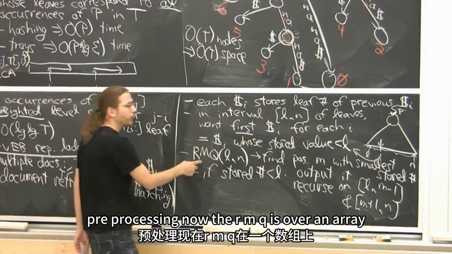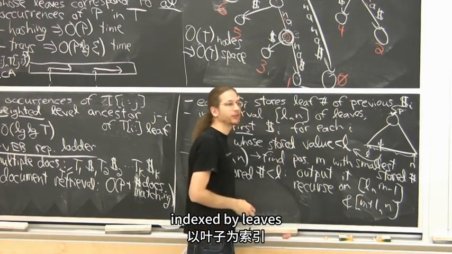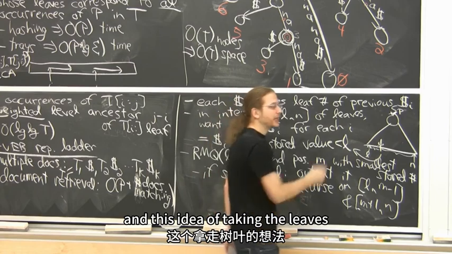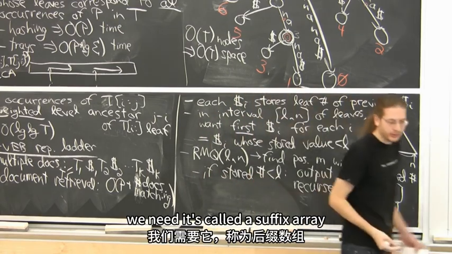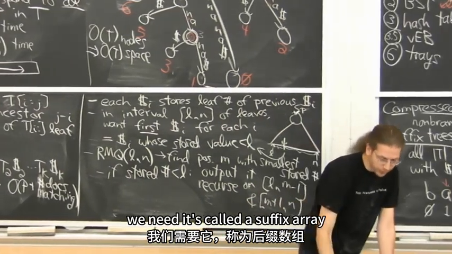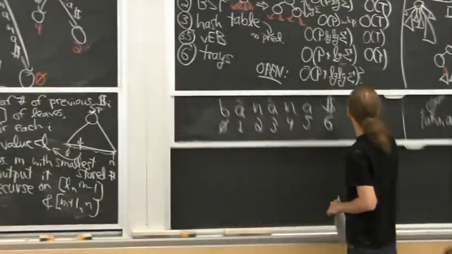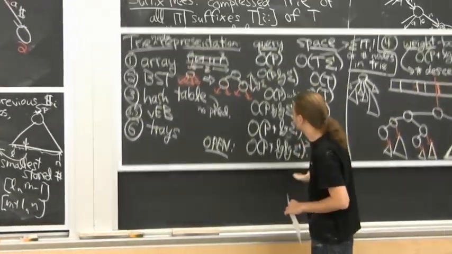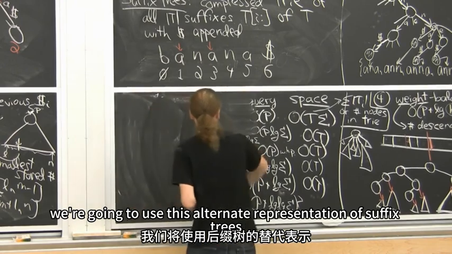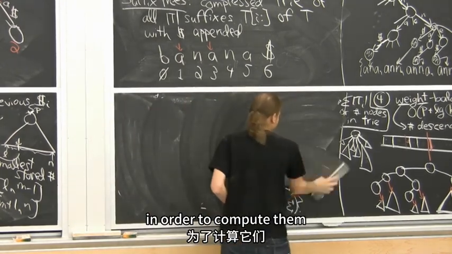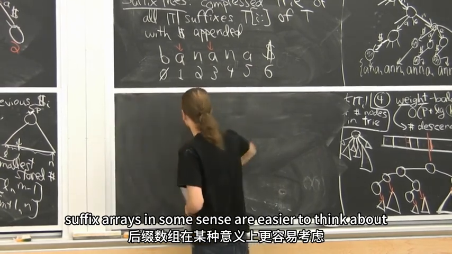Now, the RMQ is over an array. It's over this array of stored values indexed by leaves. And this idea of taking the leaves and writing them down in order is actually something we need. It's called a suffix array. We're going to use this alternate representation of suffix trees in order to compute them. Suffix arrays, in some sense, are easier to think about.